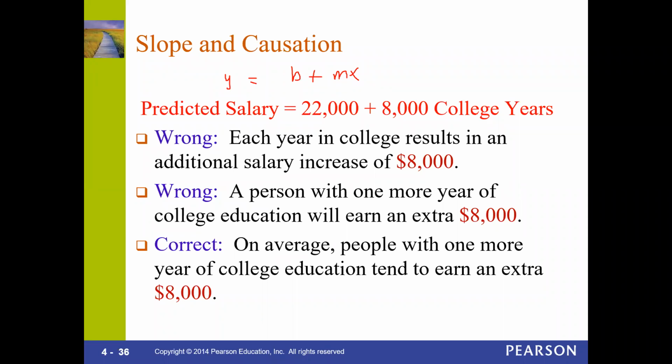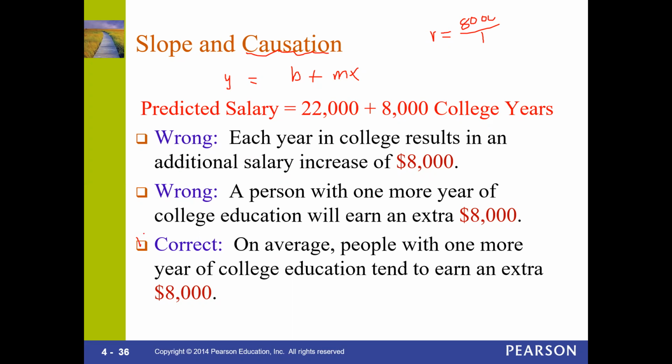This one says each year in college results in an additional salary increase of $8,000. So I know the slope here means 8,000 over 1. But we don't want to say that, because it seems to imply causation. So here, that's wrong. You cannot say a person with one more year of college education will earn an extra $8,000. You cannot say this kind of thing.